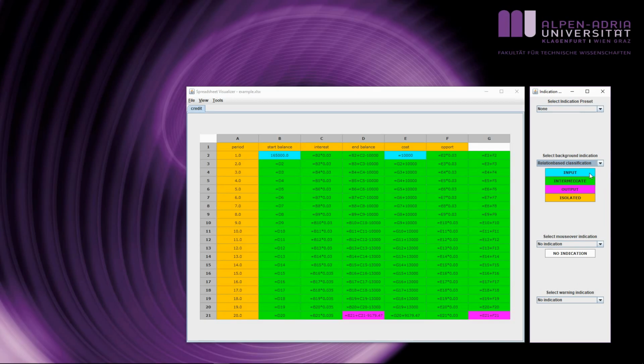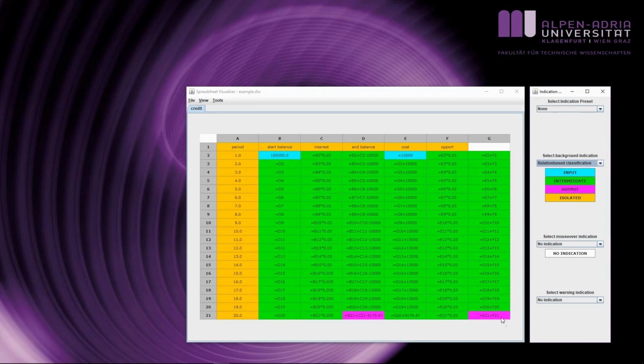Cells that only serve as input for calculations are cyan. Cells that calculate intermediate results are green. Cells that contain the outputs of the sheet are purple. And cells that neither contain a formula nor are referred to by a formula are orange. We see that the first period contains fixed input values for the start balance and cost. The outputs of the sheet are the end balance at the 20th period as well as the total cost.